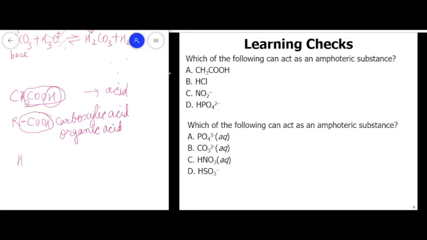On the second example we have is HCl. Again, this has a proton to donate. So yes, this can act as an acid for sure. But if it accepts a proton, that's going to make it completely unstable. So this cannot act as a base.